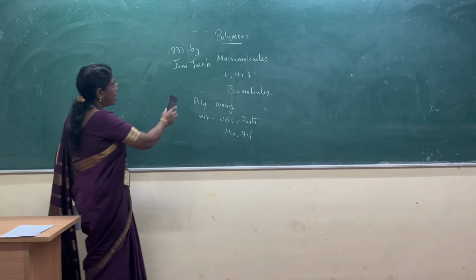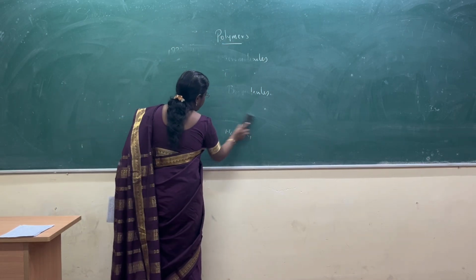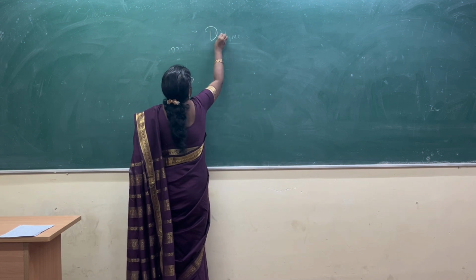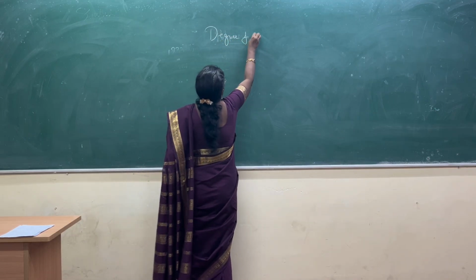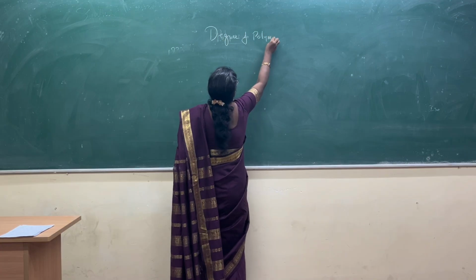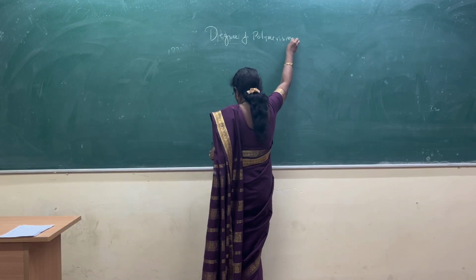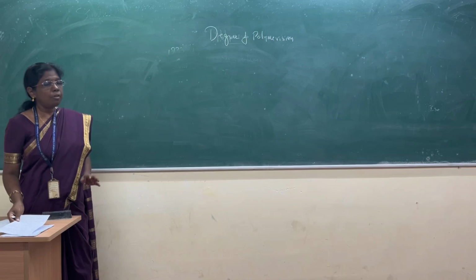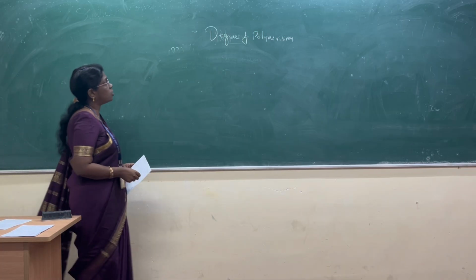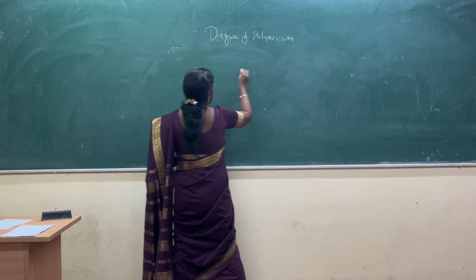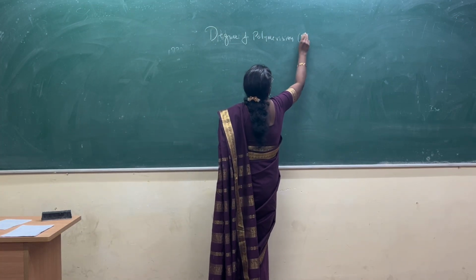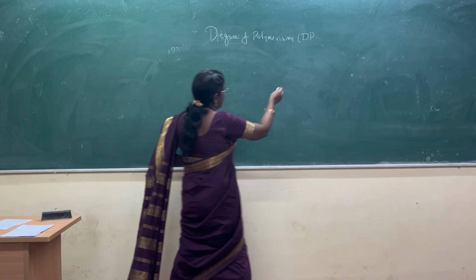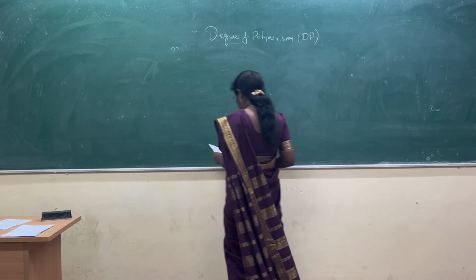The next one, degree of polymerization. The number of repeating units in a polymer chain is known as the degree of polymerization. Degree of polymerization is denoted as DP.